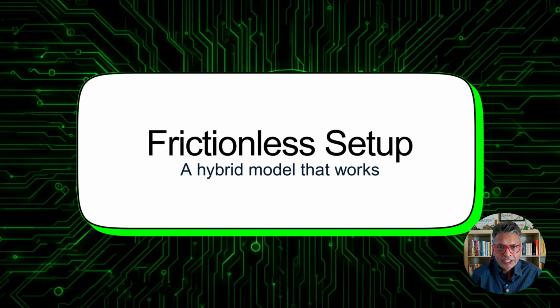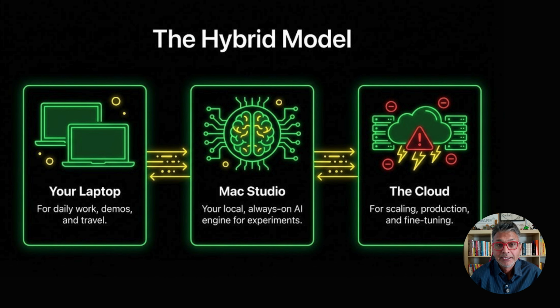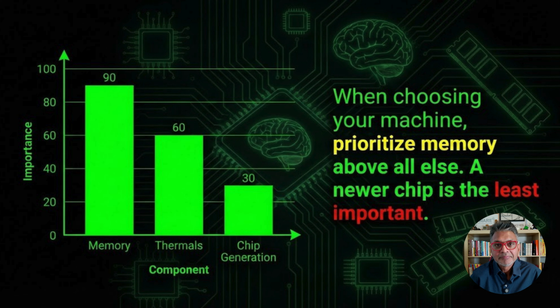This brings us to the ideal architecture for anyone serious about this work. It's not one machine. It's the best setup to run LLMs locally. Your laptop handles daily work and portability. The Mac Studio is your private AI workhorse for experimentation and development. The cloud is reserved for massive scale, production workloads, and occasional fine-tuning.